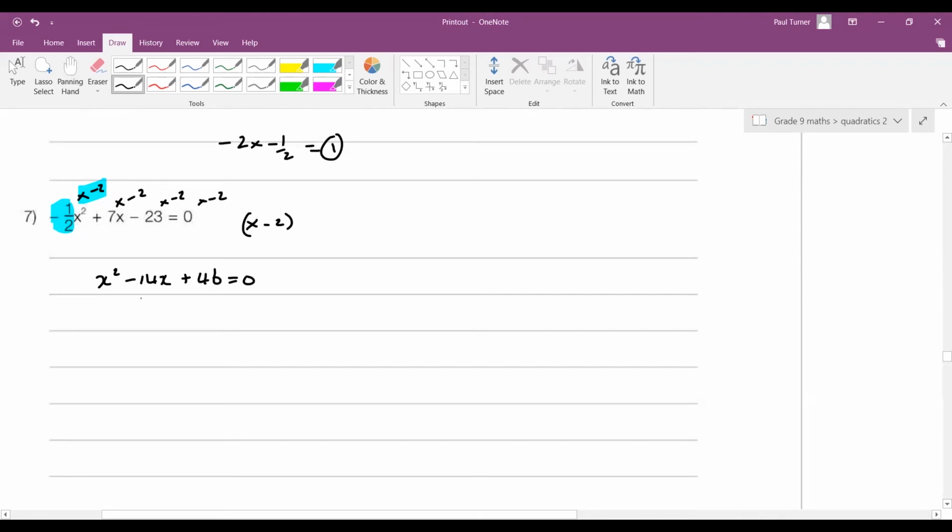Okay, so you do this one yourself again. One's quite easy. So move your 46 over and go from there. So this is the one to solve. For this one here, we'll move the 46 over to get minus 46. So we have x squared minus 14x equals minus 46. Your middle number's minus 14, so we'll halve and square that. Minus 7 squared is 49. So that's the number we add to both sides.